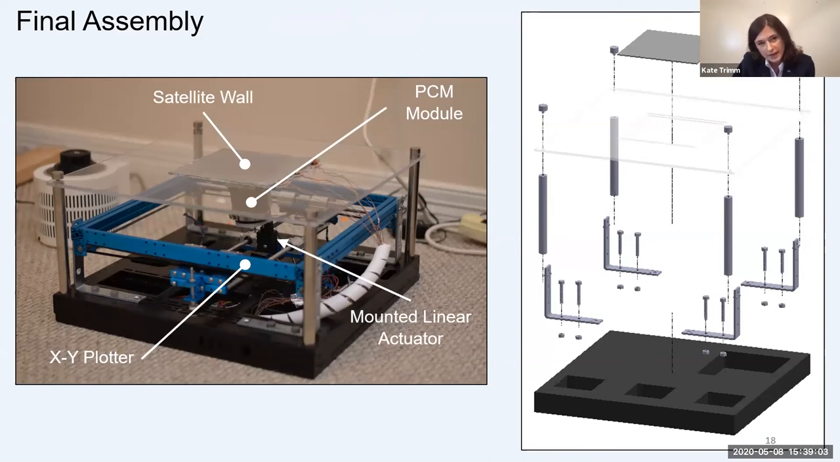From there, you can see how our satellite wall is supported by the four corner posts, and the satellite wall is actually embedded in a sheet of acrylic. This allowed us to have a smaller satellite base so we could focus on the proof of concept. And we used an engineered adhesive to secure the satellite wall and the acrylic.